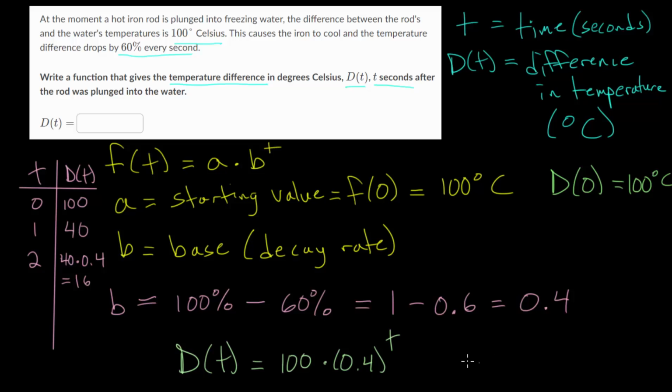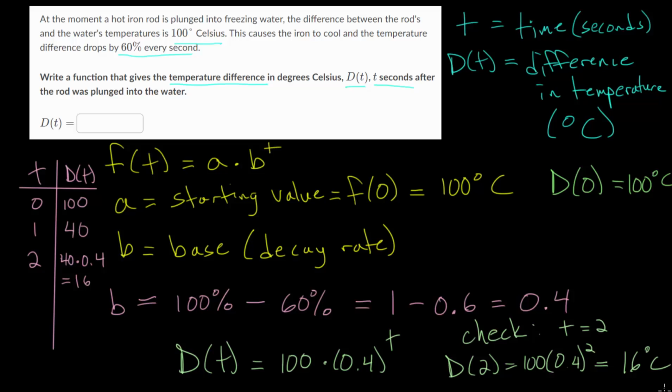But let's test our formula, and to check this, we can just plug in t equals 2, since we already know what that value should be for the difference in temperature. So d of 2 is just 100 multiplied by 0.4 squared, and 0.4 squared is 0.16, and you could check this with a calculator too. But 100 times 0.16 is 16 degrees Celsius, which is what we were able to figure out by just making this table by hand. So our answer makes sense, so we can plug this formula of 100 multiplied by 0.4 to the t power into our box.